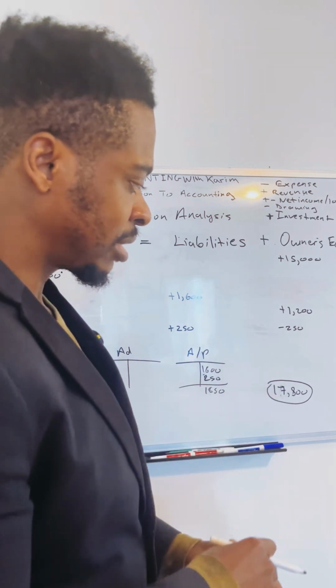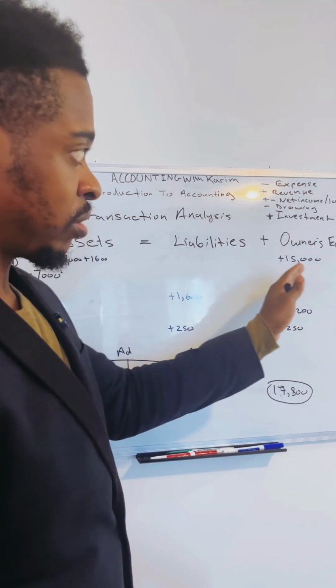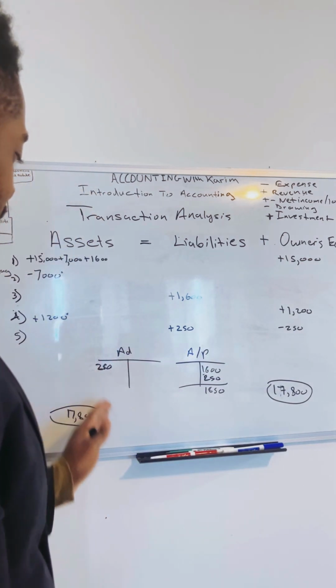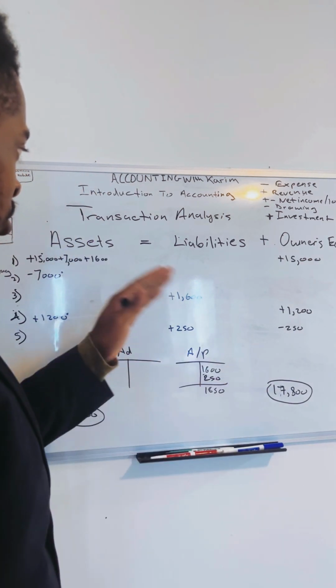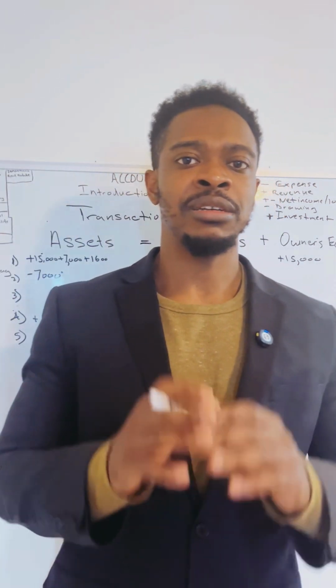So $7,800 for total liabilities plus owner's equity, and $7,800 for total assets. So that is it for transaction number 5.